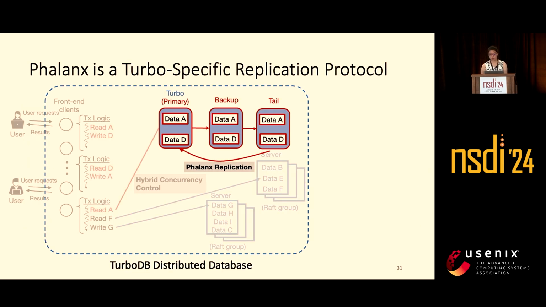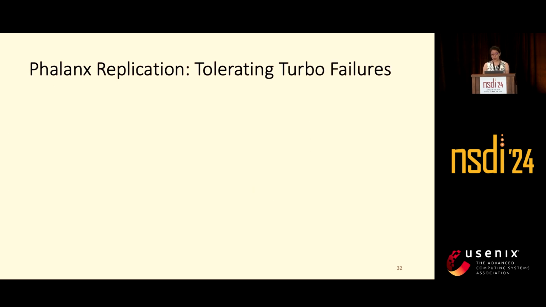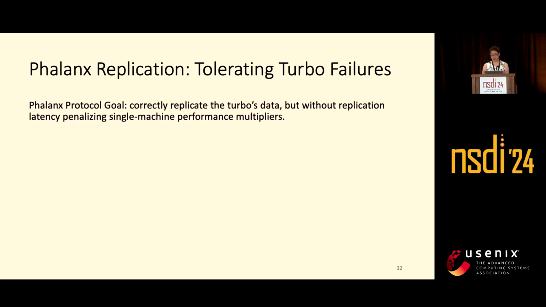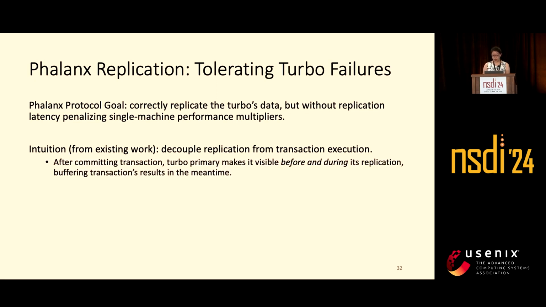Next, we discuss Phalanx, a custom replication protocol involving only the turbo and no other component. I omitted most of Phalanx's details, and instead highlight how it replicates the turbo's data without letting replication latency penalize its multipliers. Building off prior work, Phalanx decouples replication from transaction execution. After committing a transaction, the turbo primary makes it visible to future requests before and while replicating it, buffering the results until replication succeeds.